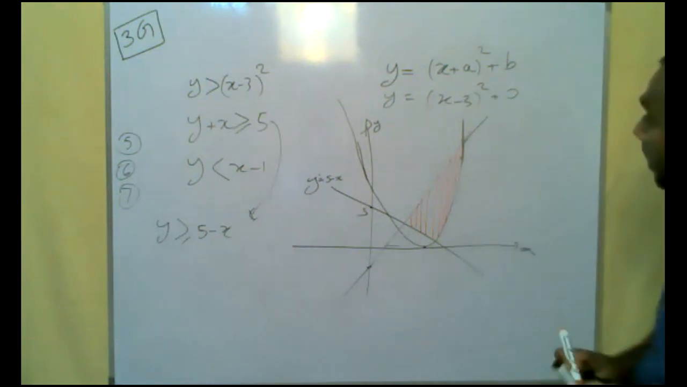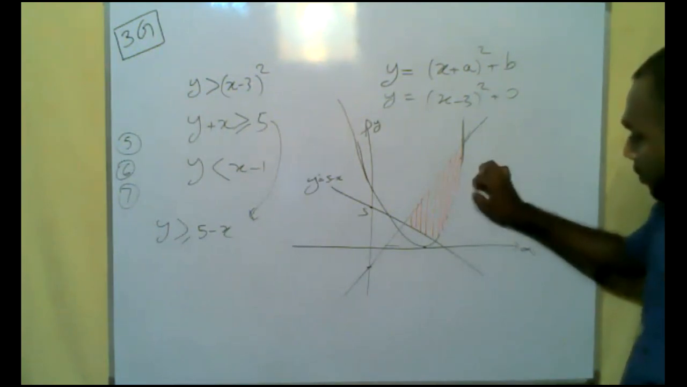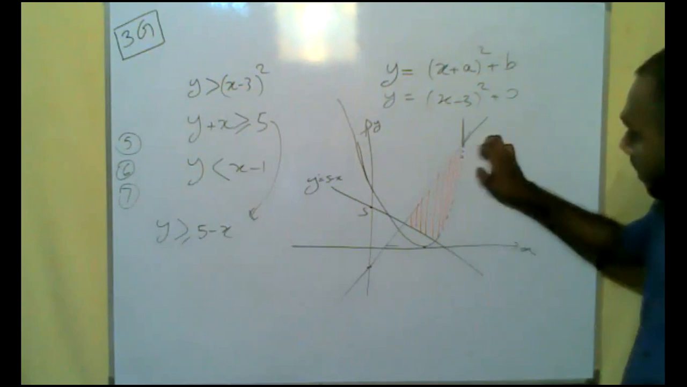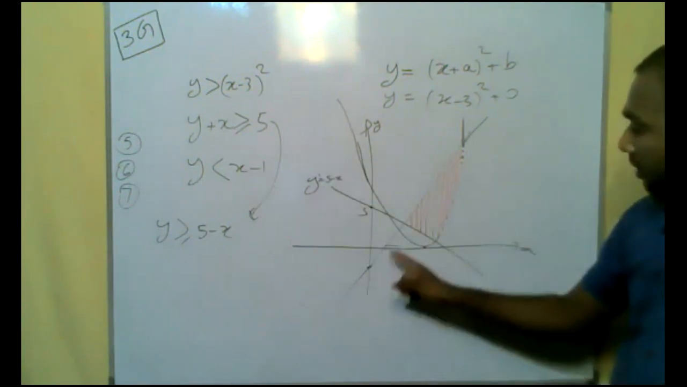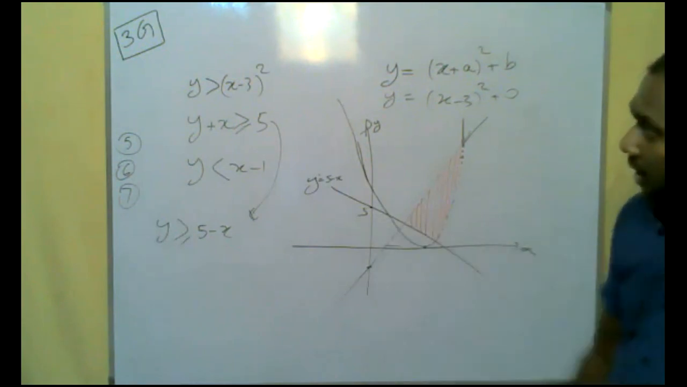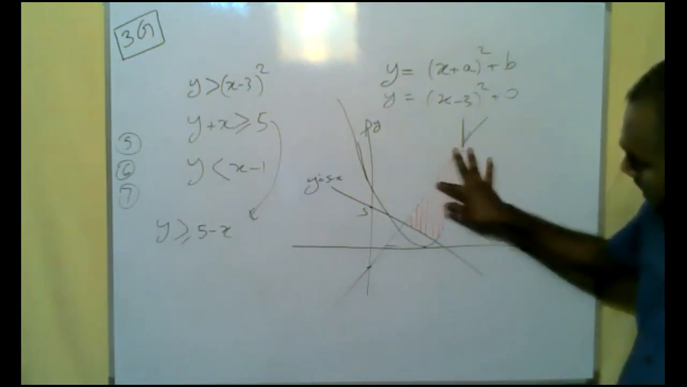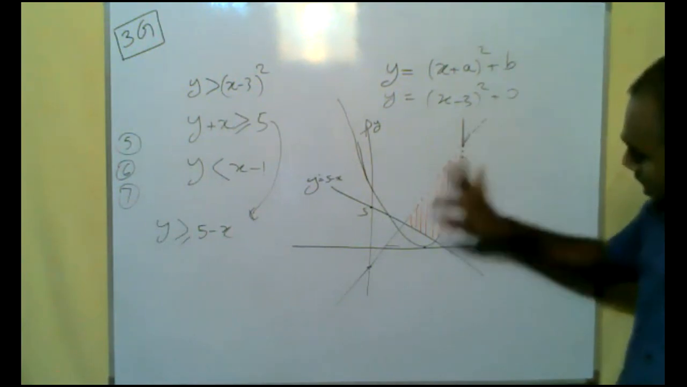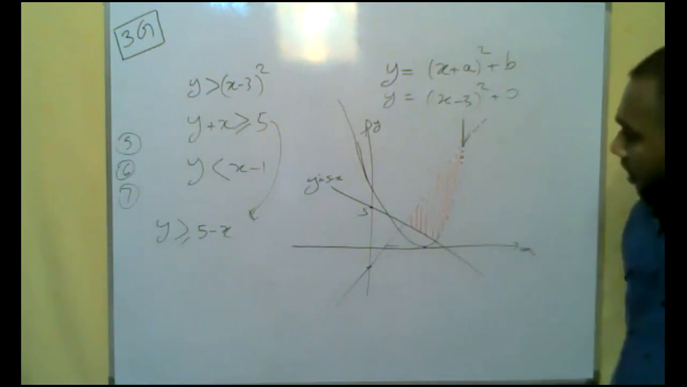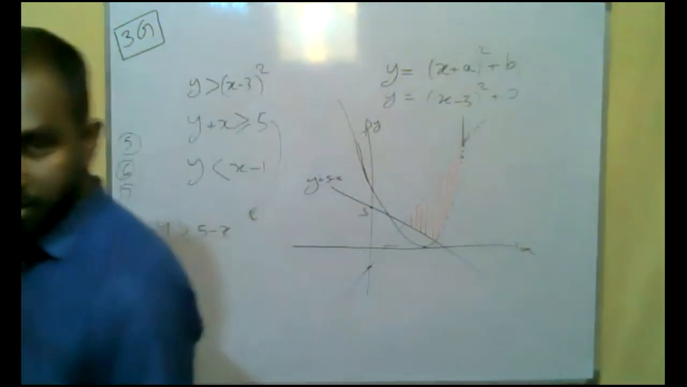And this part, it cannot be equal, so it should be a dotted line. What else? Second, this should be equal, and the last part also, it cannot be equal. Okay, your answer should look like this.